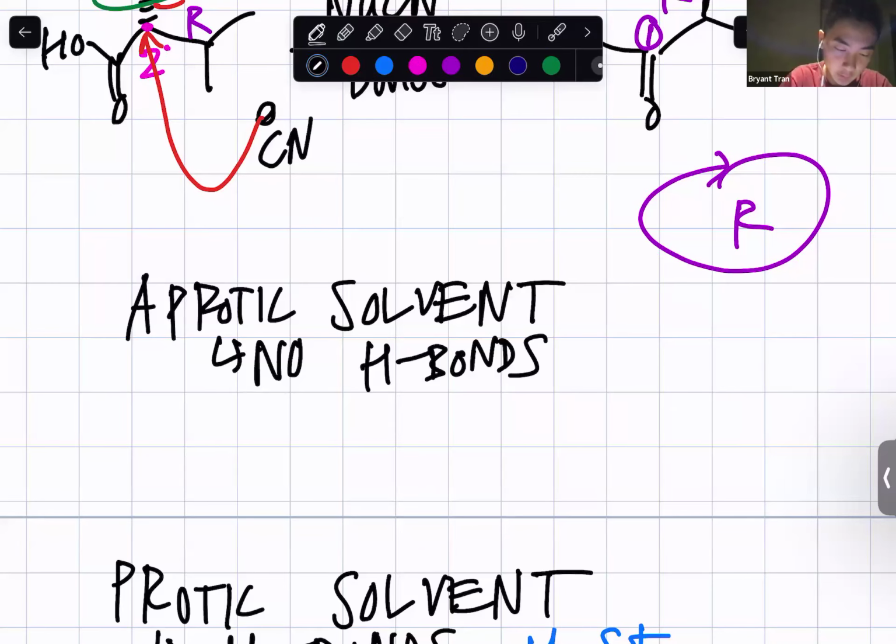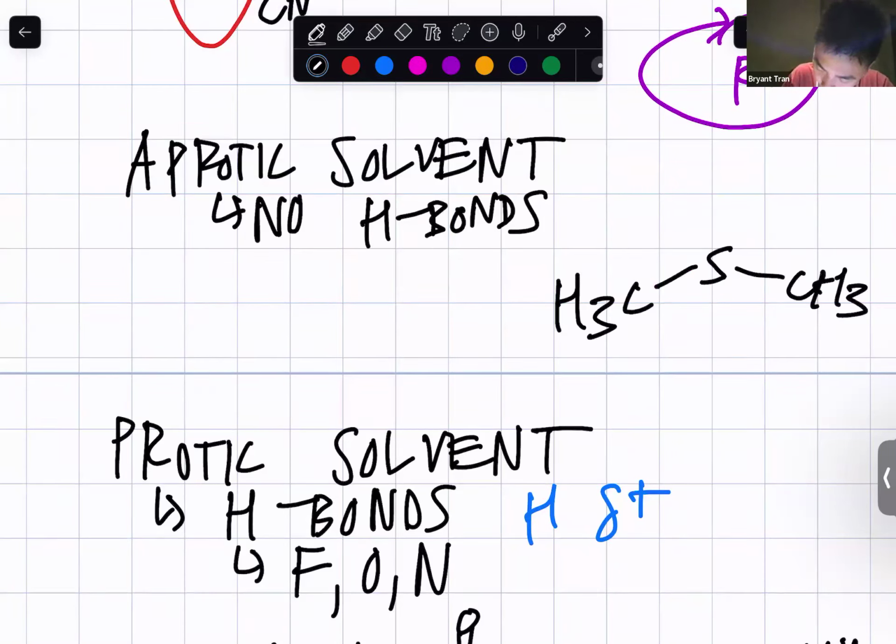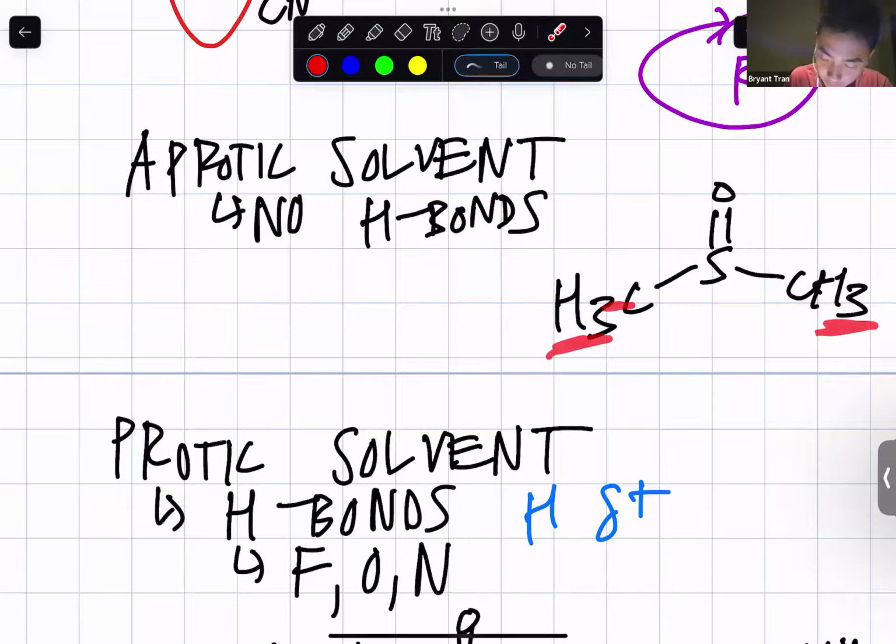So let me search up what a DMSO structure is. See, so DMSO would be dimethyl sulfoxide, which is going to be 2 methyl groups attached to a sulfur that is double bonded to an oxygen, right? We see that oxygen here is one of those 3 atoms, but there's no hydrogens attached to the oxygen, so there's no H bond there. There are hydrogens here, but these hydrogens here are attached to carbon, right? Which is not one of those 3 atoms, fluorine, oxygen, or nitrogen, so there won't be any H bonds, right? Carbon is not electronegative enough to make hydrogen a partial positive charge, right?